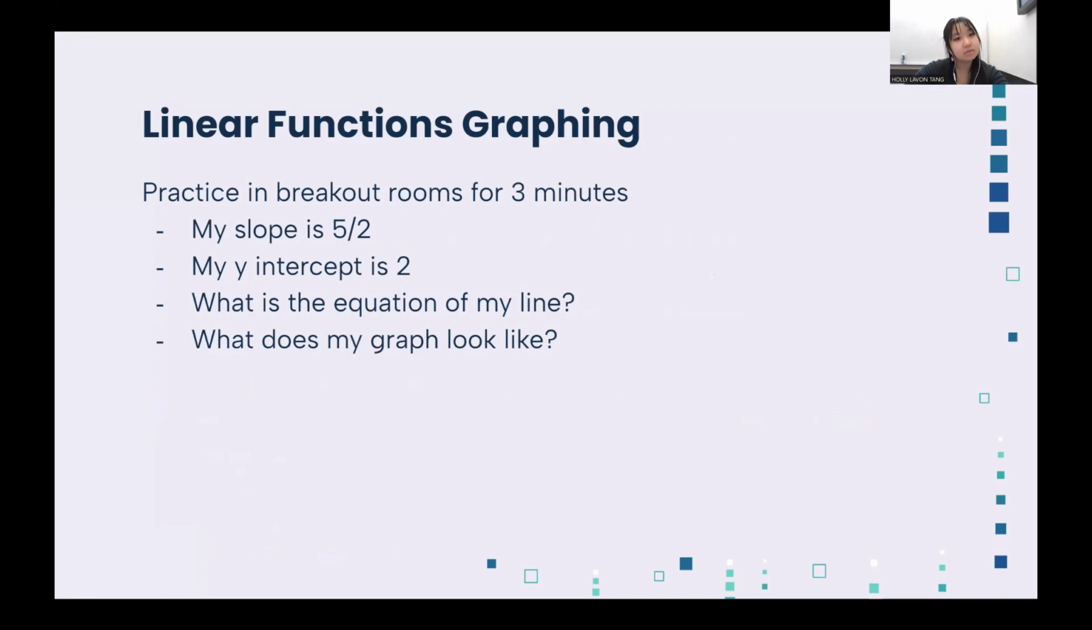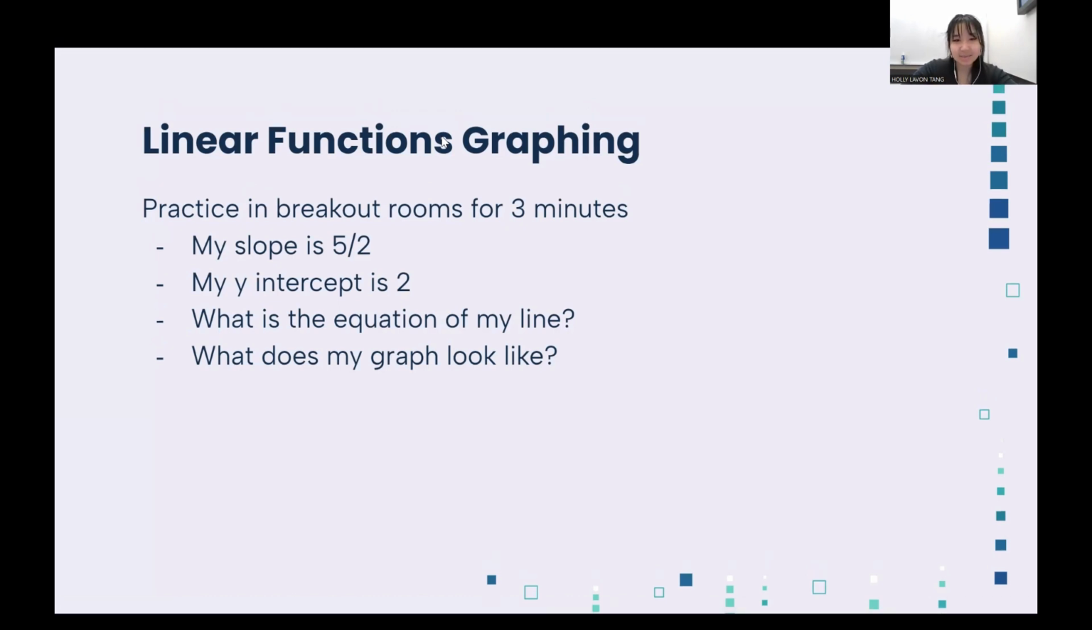All right, so I think we have enough to do a quick breakout room. Really quickly, go ahead and take a picture of the screen so that we have the question. I want you guys with a slope of 5/2 and a y-intercept of 2. What does your equation look like? And then see if you can graph it. I'll go ahead and give you guys 3 minutes. Those are open now.